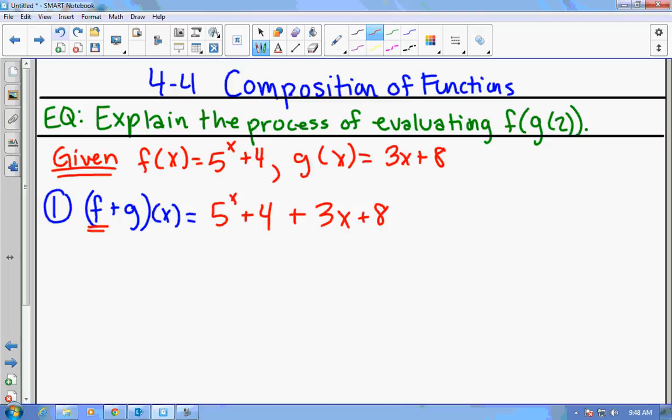And if we're adding functions, or adding polynomials on your last exam, what did you do after you lined them all out? Find like terms. Okay, any like terms here? 4 and 8, those constants. Are these guys like terms? No, actually. So we have 5 to the x power plus 3x plus 12. And I would rewrite f plus g of x.